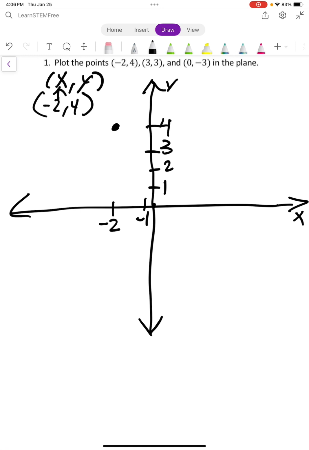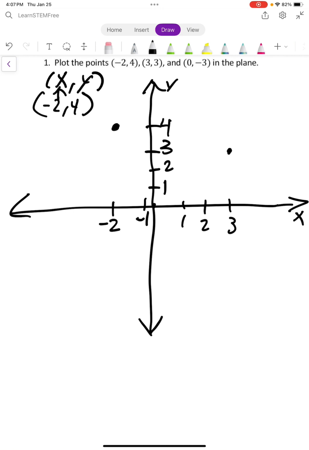The second point is (3, 3). So x is going to be 3. Anytime you have a positive x, that's going to be to your right, the opposite direction of negative. So we have 1, 2, 3. And we already have 3 written for the y, so I don't need to write the lines for the numbers. So we have 3 for the x and 3 for the y, so the point is going to be right here. And then finally we have (0, -3).